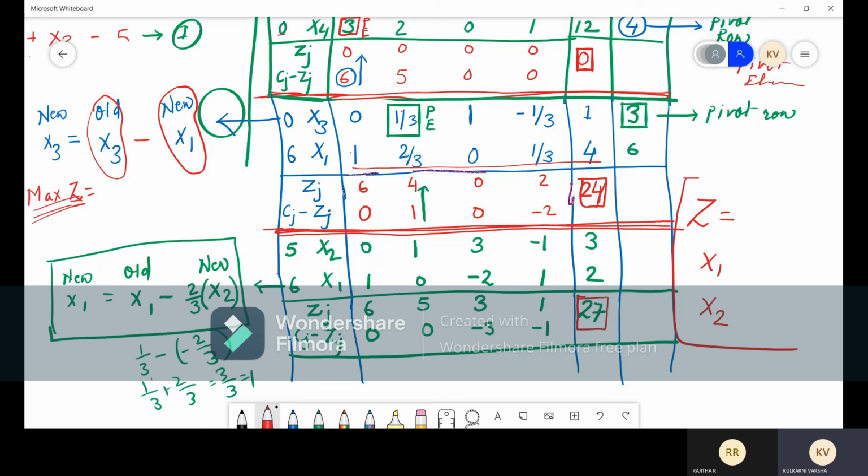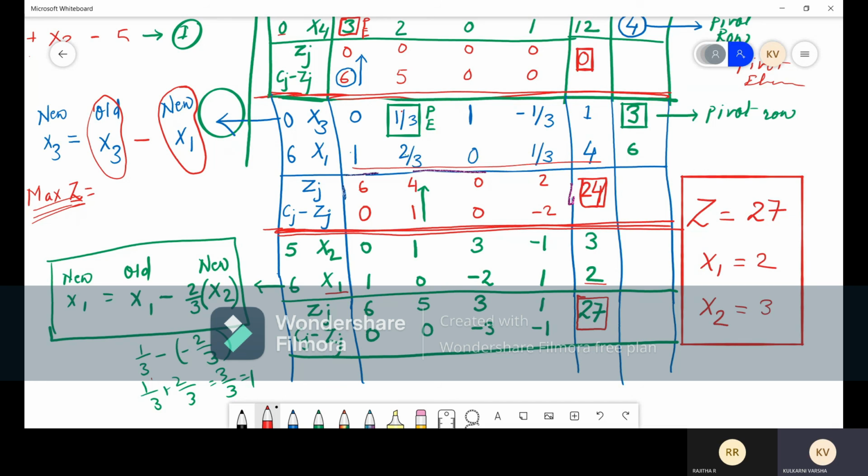So after finishing this table, at the bottom you have to write z is equal to this last value, 27. Now x1 is what? So in the last iteration, in the basic variables we have x1. So for this x1, what is the right hand side value? 2. So x1 is equal to 2. In the last iteration we have x2. So what is the RHS? 3. So x2 is equal to 3.